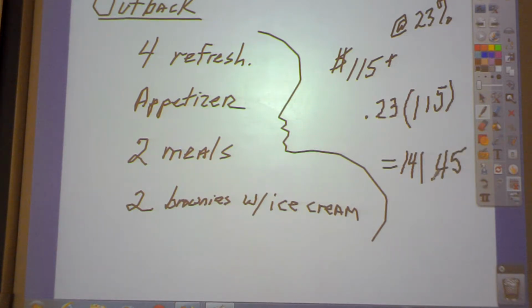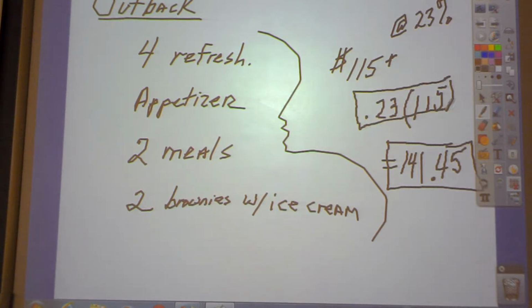I'm confused. Me too. I got this, but then when I did it myself, I had it wrong. So you did 115 plus... Why did you add it again? Tip. No. Okay, so you get your percentage first. You do this, and then add it to this.